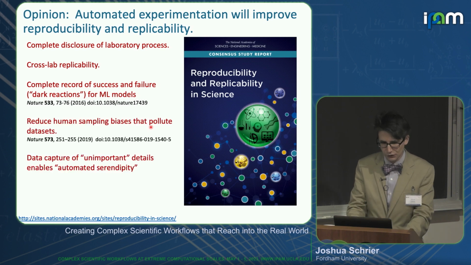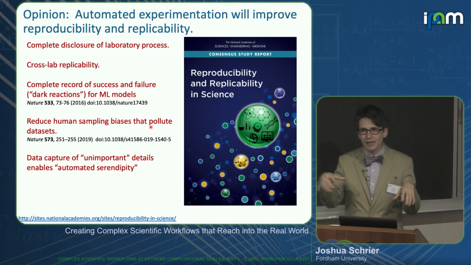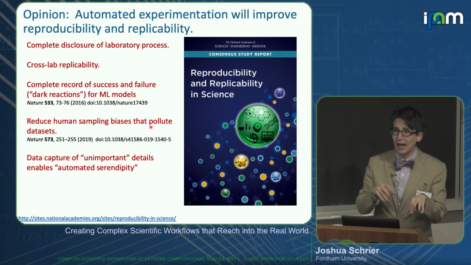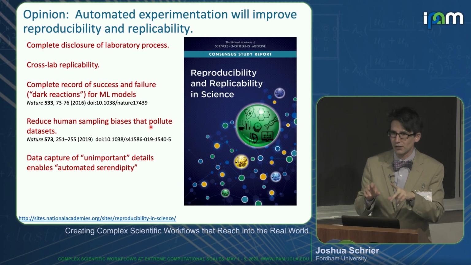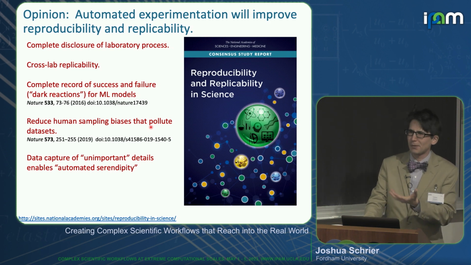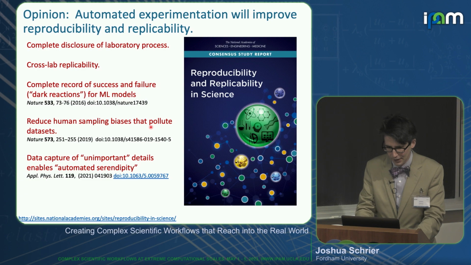Maybe it's also technology for reducing the sampling biases. And if we have this comprehensive capture of data, then we might even be able to apply tools from statistics to try to learn from things that seemed insignificant at the time, right? In other words, we might be able to automate serendipity. And I'll tell you a little bit about that later on.